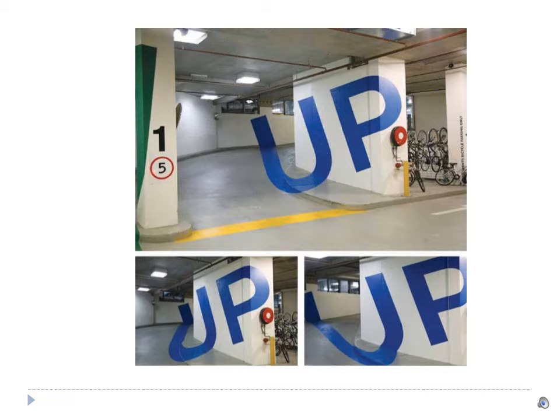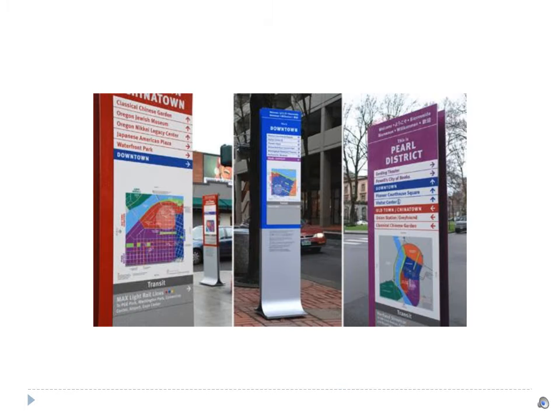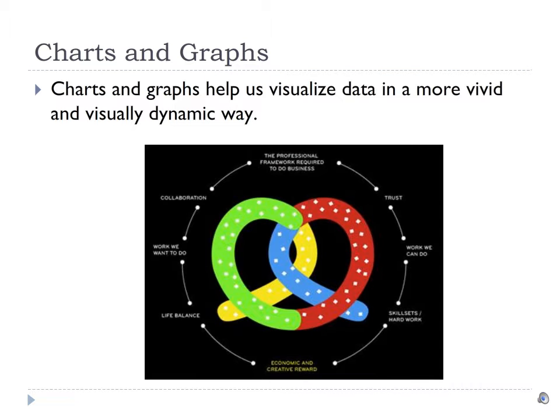This wayfinding system is found in a parking garage structure. It is useful and graphically unique. This is a more traditional wayfinding system found in Portland. We also see charts and graphs as an option for imagery. Charts and graphs help us visualize data in a more vivid and visually dynamic way. They break it down in a way that makes it easy to understand and quickly digest.